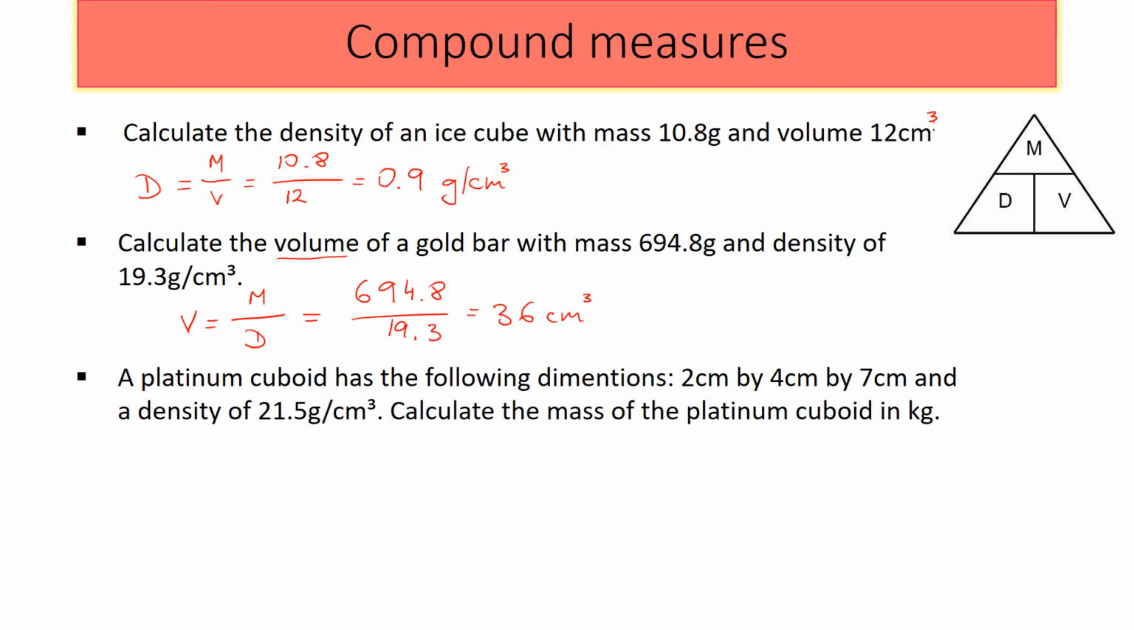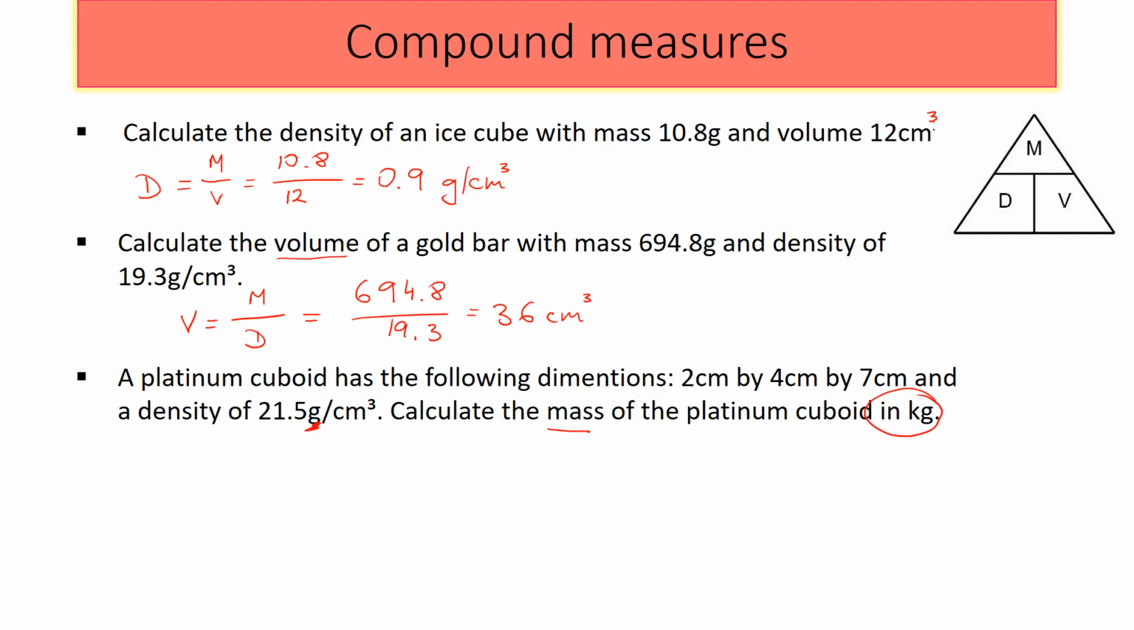And the next one, the platinum cuboid has the following dimensions: 2 centimeters by 4 centimeters by 7 centimeters and a density of 21.5 grams per centimeter cubed. Calculate the mass of the platinum cuboid in kilograms. That's very important, we want it in kilograms. Notice that here the density is given in grams per centimeter cubed, so when we find the mass, it will be in grams. But the question is asking us to find it in kilograms, so we'll have to convert it at the end.